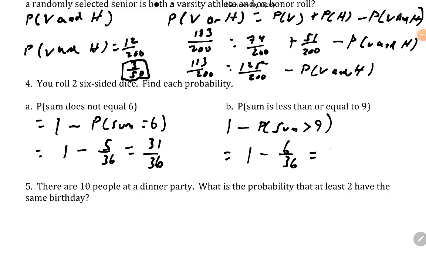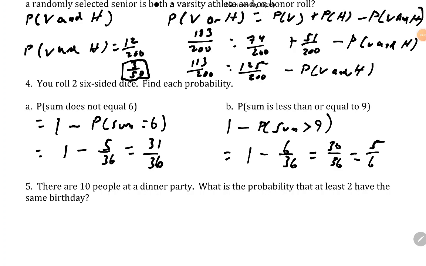So this will tell me how many are less than or equal to 9. 5 out of 6. That's the probability when you roll 2 dice of it being a sum less than or equal to 9.